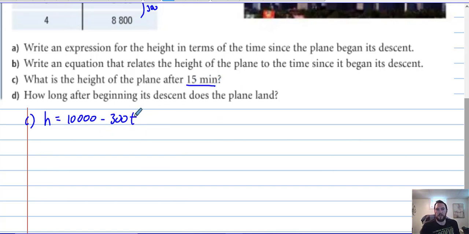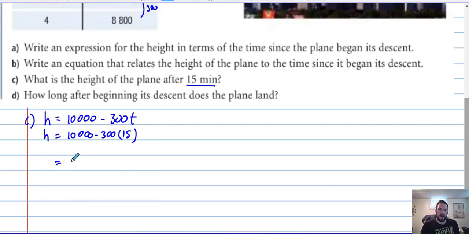We're being told the time is 15. So now what I can do with that is I can say h is now equal to 10,000 minus 300 times 15, right? We're being told the number of minutes. So I can take that 15 and plug it into my equation where it belongs. In this case, it belongs in the place of time.